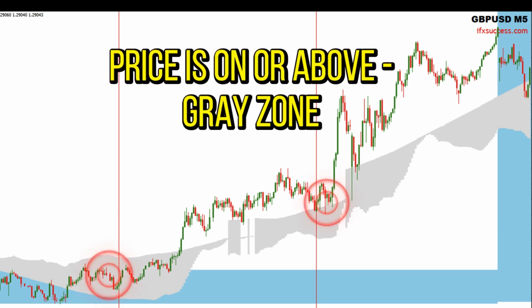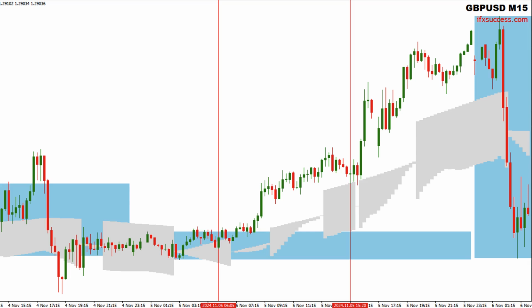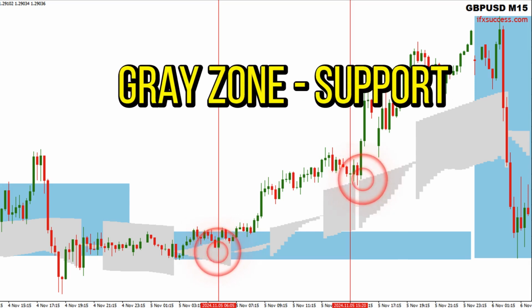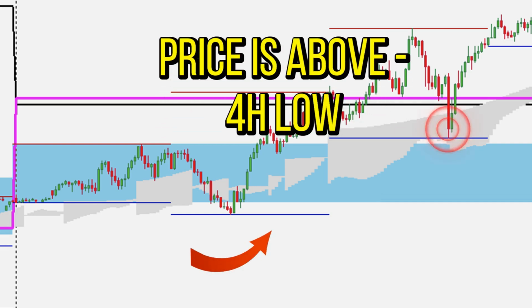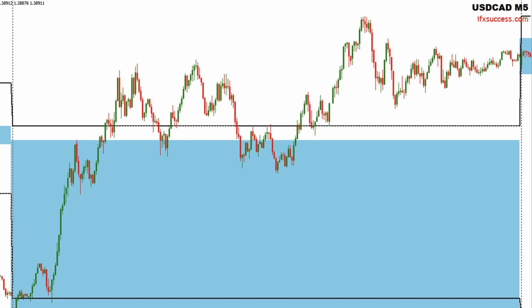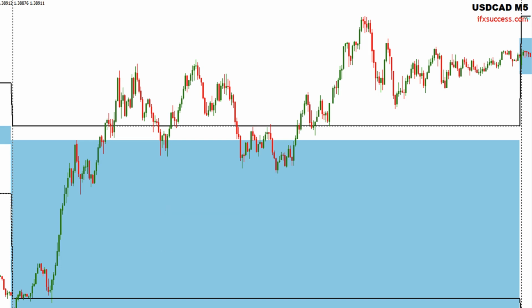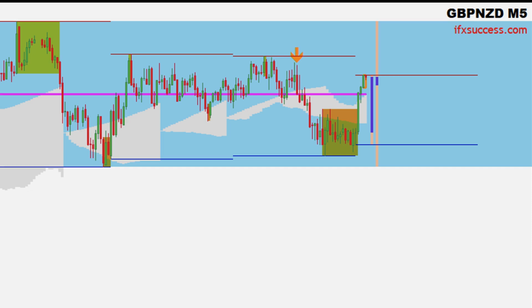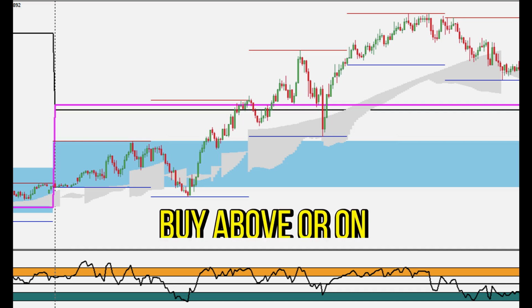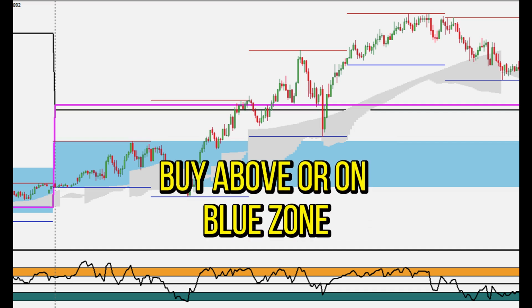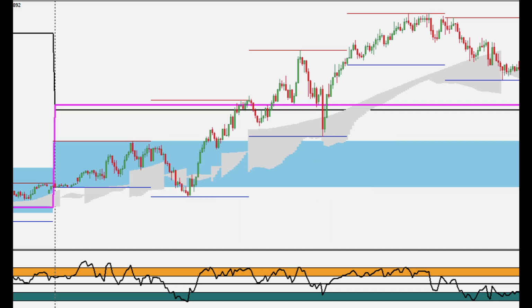Verify that the price is within or above the gray pullback zone on M5, M15, or H1, which acts as dynamic support. Ideally, the price should also be above the prior 4-hour low for additional confirmation of bullish momentum. Use the blue zone, formed by the first 4-hour candle, as guidance. Buy near its lower boundary, above the zone, or even within it depending on other confirmations.